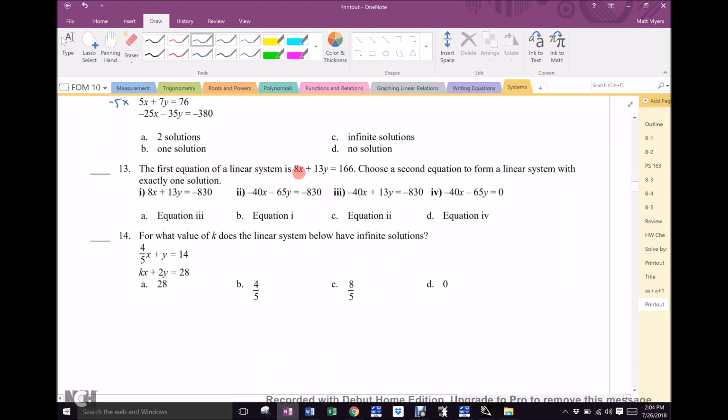The first equation is this. Choose a second equation for one solution. So it's got to have one solution, which means it's got to have a different slope. So I just got to look. 8, 13, 830. Well, that's going to have a different slope. 8 plus 13, except, no, that is it right there, B.